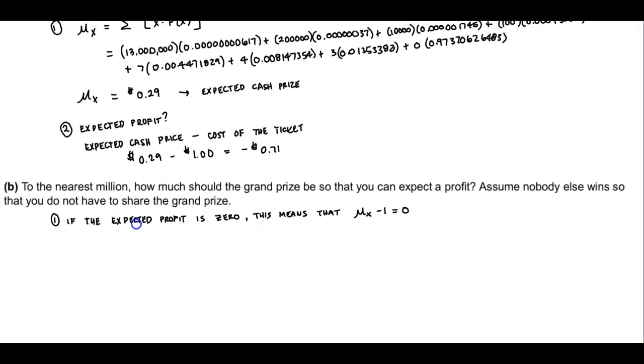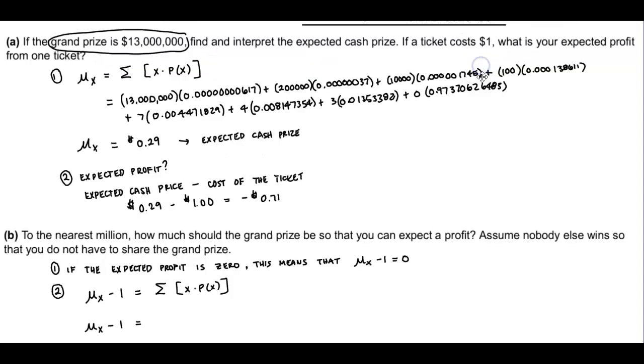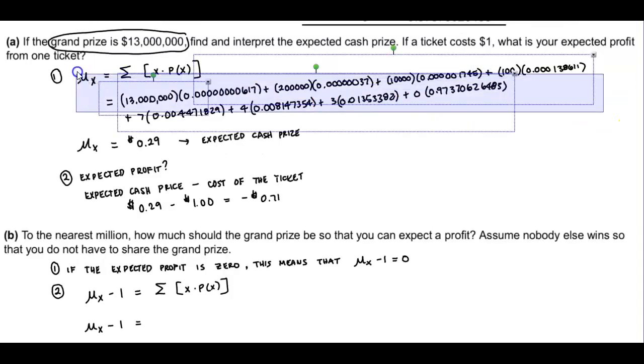The equation is, we're going to take mu, or the mean, minus 1, and that equals the sum of the values of x times P of x. So here we're going to again have mu minus 1, and then we're going to take these entire values that we have up here. I'm going to transfer this all the way down.